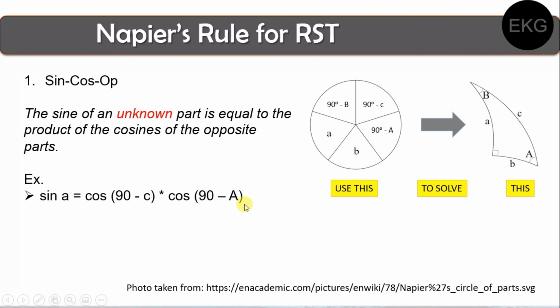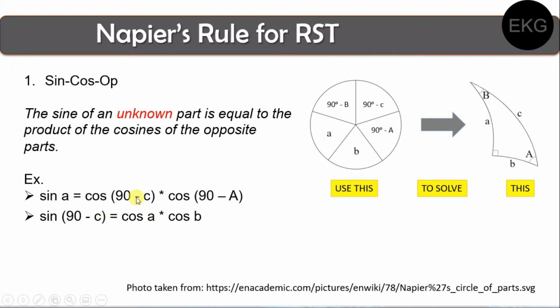Okay? Now, another one. What if ito naman yung hinahanap, 90 degrees minus C or yung side C ng ating spherical triangle? Pag ito naman yung hinahanap, using sin cos op na rule, sine of an unknown part, so sine ng 90 degrees minus C will be equal to the product of the cosines ng opposite na parts. Opposite to this is A and B. So that is why this is our equation to solve for this particular unknown value.